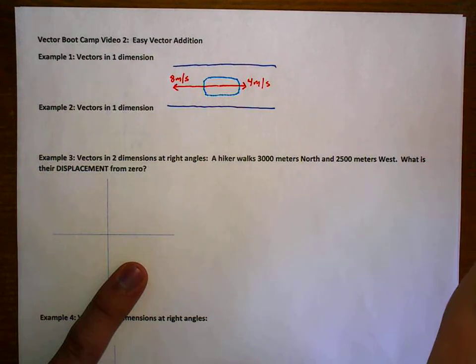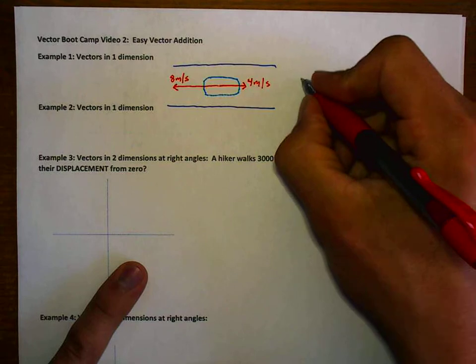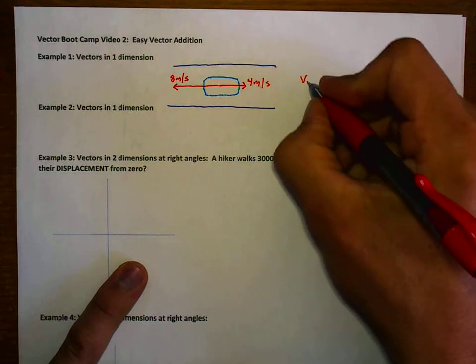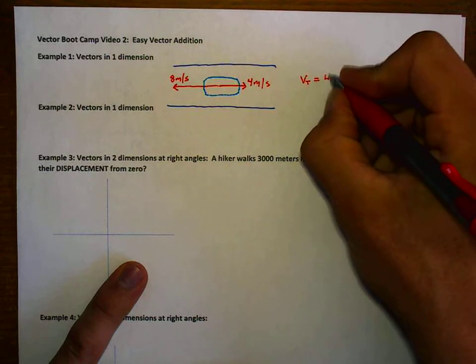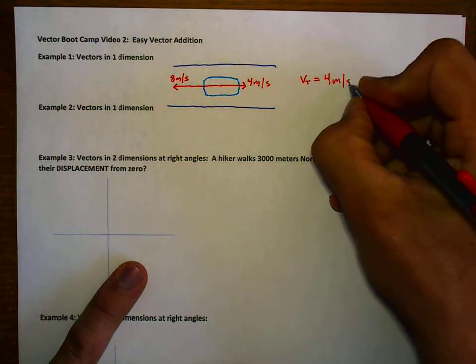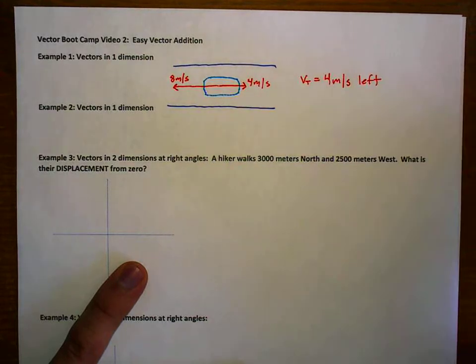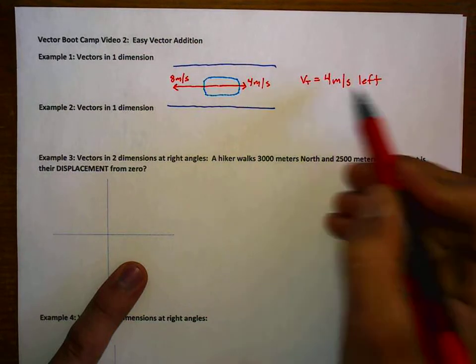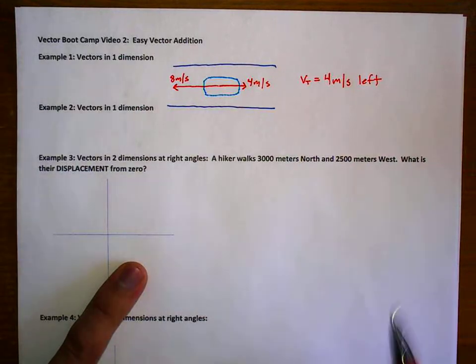But those vectors are in opposite directions, so they cancel just like you would think. They don't completely cancel though. So all I have to do is 8 minus 4. So my V total, as we might call it, is 4 meters per second, and we'll just say left. Remember, vectors have a magnitude and a direction. Alright, just one dimension still.